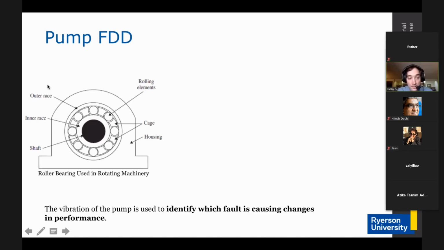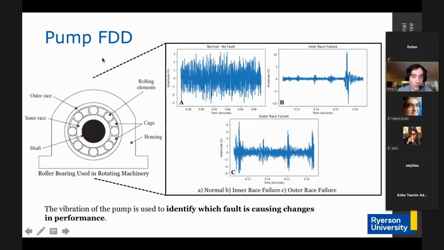And so this data set observed two of these components. We have the outer race of the bearing, and we have the inner race of the bearing. And we can actually measure the vibration of this pump, this bearing, and we can observe the changes in the vibration signals as faults become present. And so in the first case, image A, it looks noisy, doesn't look like much, which is good. That means there's nothing significant happening within the equipment to have any distinct look.